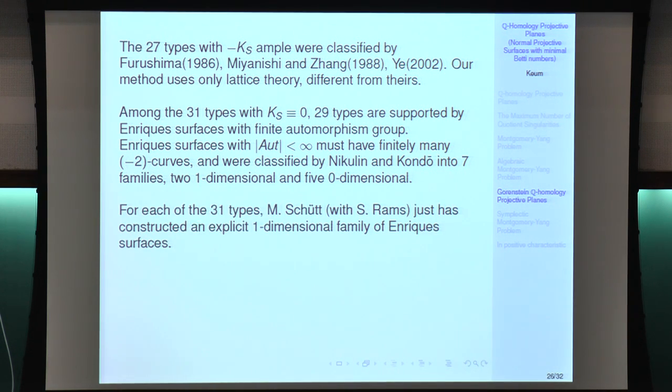And for each of the 31 types, recently Marta Schwett has constructed an explicit one-dimensional family of NK surfaces. This dimension 1 is the maximum possible. So I'll show you briefly. Each of these 31 types has a one-dimensional moduli space.